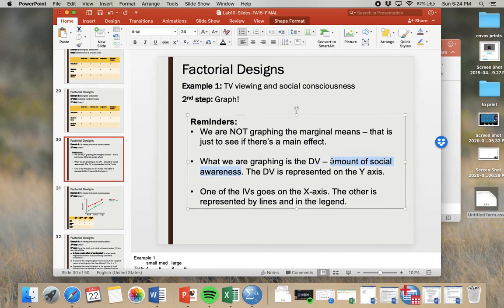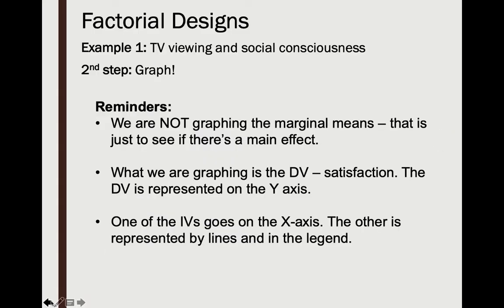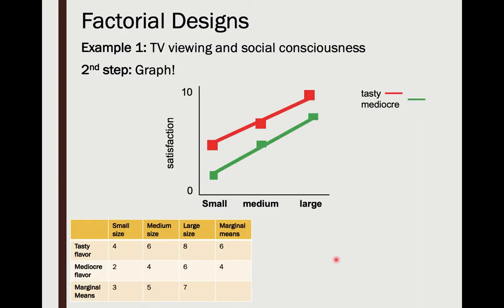This is satisfaction with the dining hall. And the dependent variable is represented on the y-axis. And one of the IVs goes on the x-axis, the other is represented by lines in the legend. I already graphed this one, so I don't have to take some time to do it for you. So we have tasty and mediocre represented by red and green. Satisfaction on a 10-point scale, small, medium, and large.